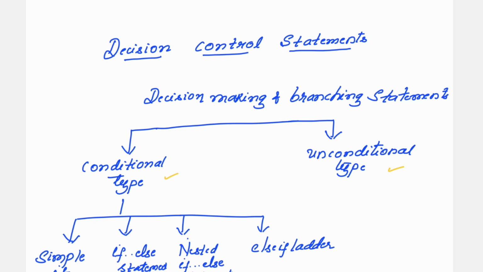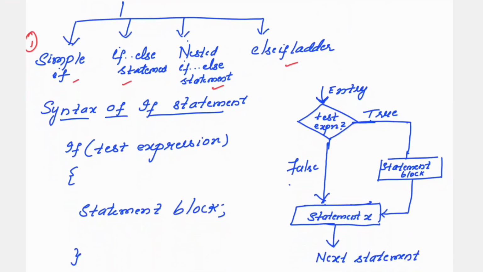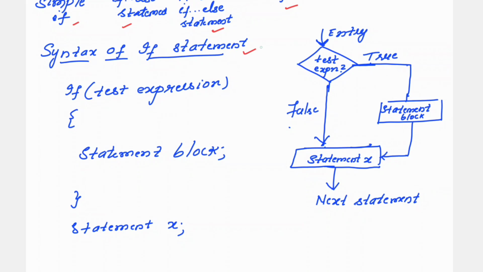So let us see which are the different conditional type of statements available in C. We have the simple if statement, the if else statement, nested if else statement, and else if ladder. So let us begin with the very first one, that is the simple if statement. For every type of statement I shall be explaining with the syntax, the flowchart, and a few examples.